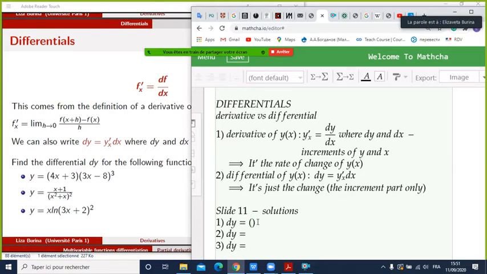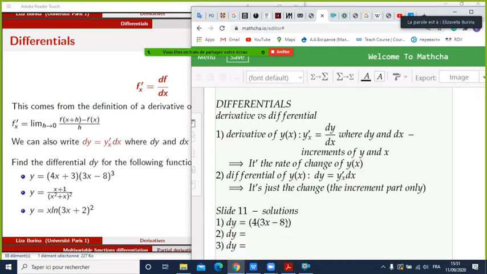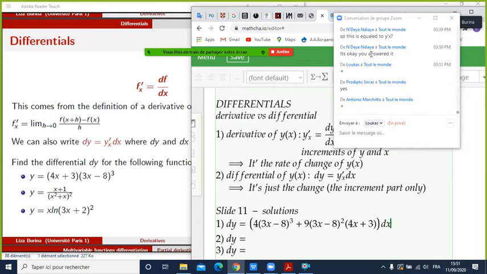We have a product, so that will be 4 times (3x minus 8) cubed plus 3, actually 9, (3x minus 8) squared times (4x plus 3), all that times dx.